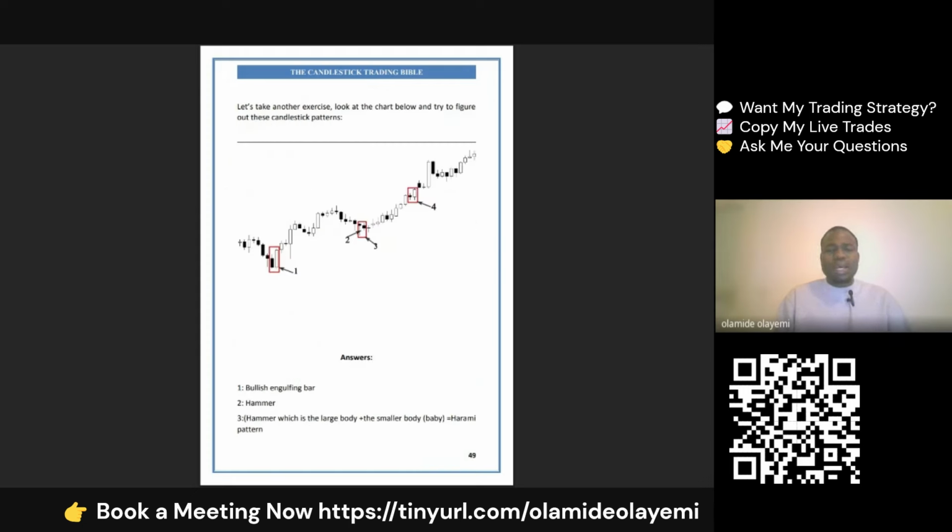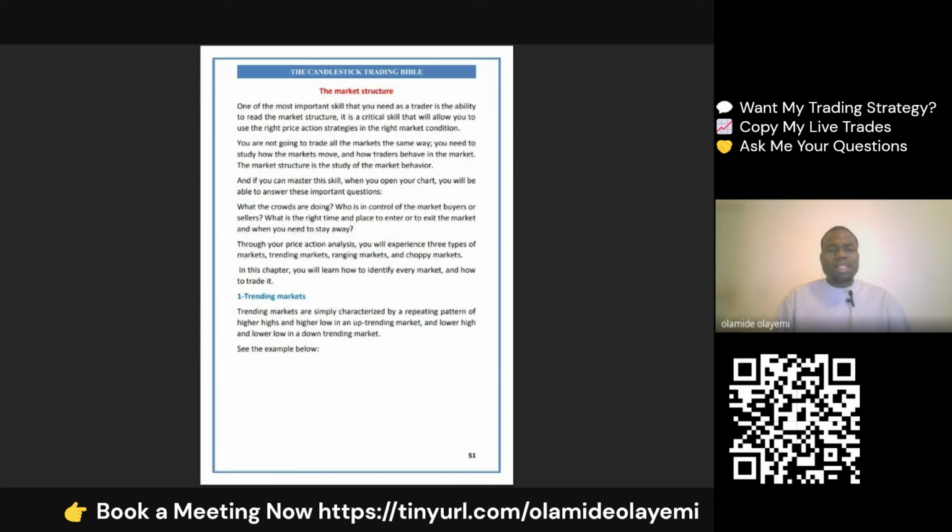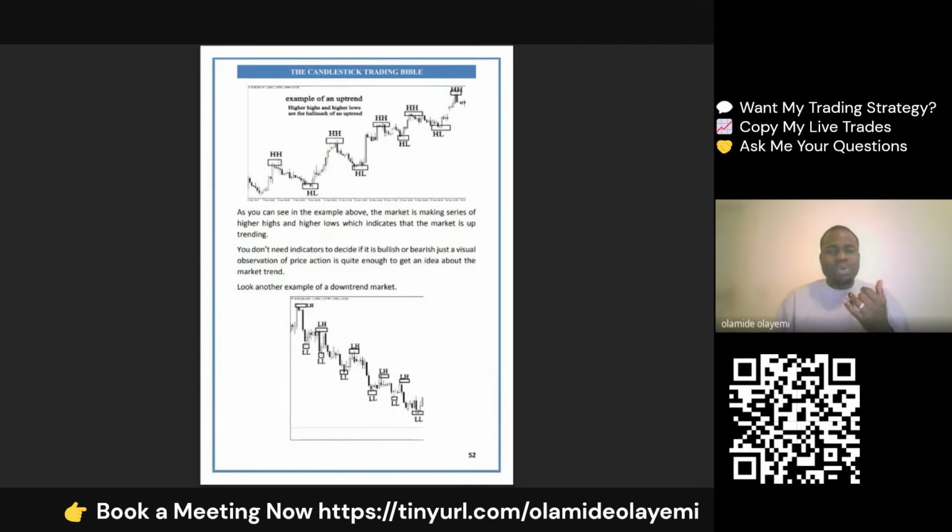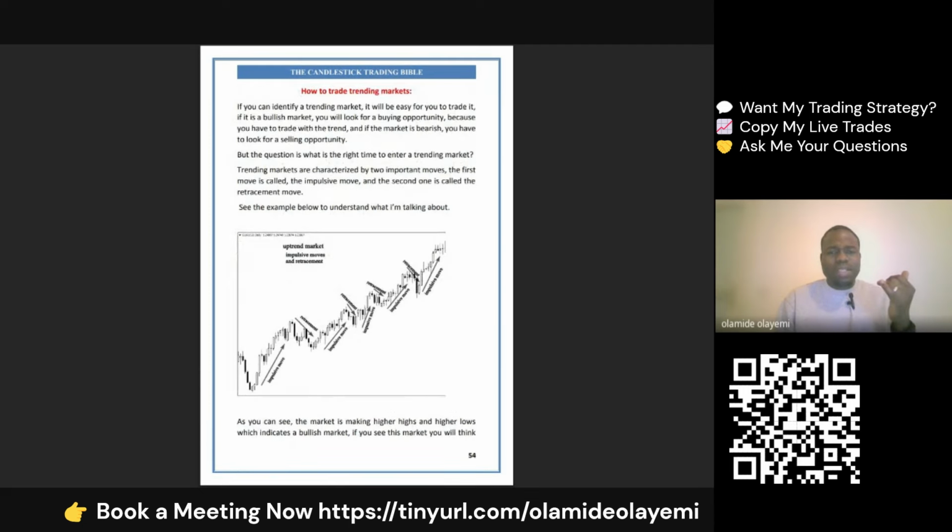All right, so let's look at the market structure quickly. In the market structure, one of the most important skills that you need as a trader is the ability to read the market structure. It's a critical skill that will allow you to use the right price action strategy in the right market condition. We have different market structures. We have the trending market. We also have other forms of markets, so I'm going to show you.